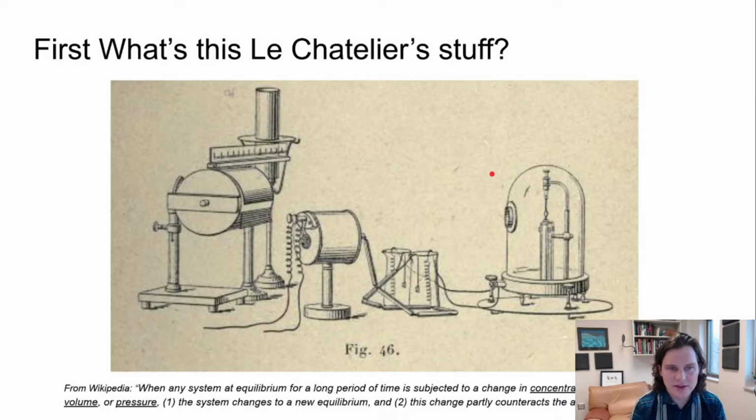So first, what's this Le Chatelier stuff? Well, it's a definition that applies to any system at equilibrium. So I'm just going to read the Wikipedia definition. When any system at equilibrium for a long period of time is subjected to a change in concentration, temperature, volume, or pressure, the system changes to a new equilibrium, and this change partly counteracts the applied change. And this is really critical for thinking about acid-base chemistry, and we'll talk about this a lot more next week with our video on carbonate chemistry.